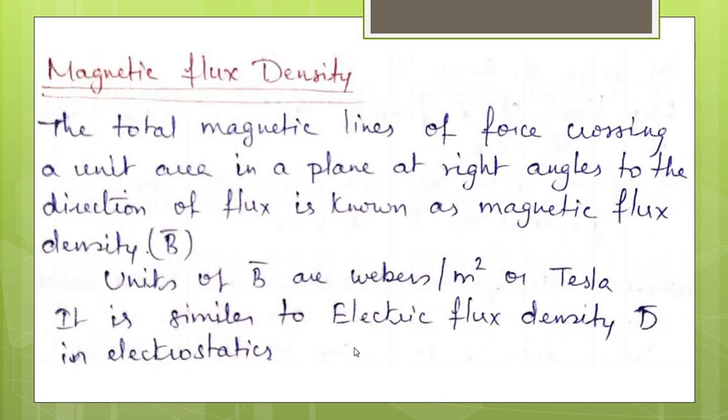Magnetic flux density: the total number of magnetic lines of force crossing a unit area in a plane at right angles to the direction of flux is known as the magnetic flux density. It is denoted by the letter B, and the units of the magnetic flux density are Webers per meter square or Tesla. This magnetic flux density is similar to the electric flux density D in electrostatics.